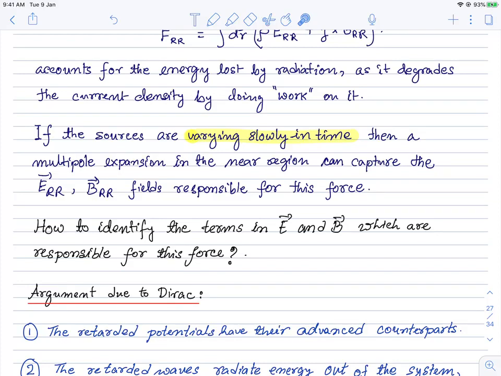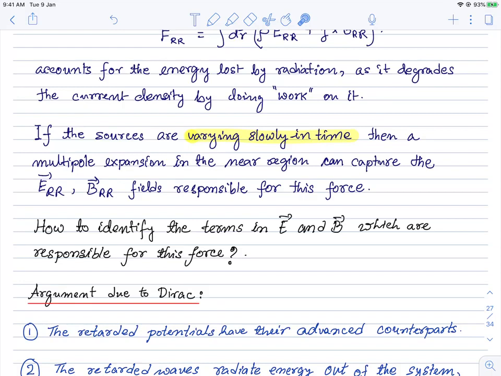Okay, so you can ask, what about the near region? In the near region, all these kinds of fields exist, right? So basically you have to isolate from the near region fields the relevant terms. Let's say you do a near region multipole expansion. Then you have to isolate from there the terms that are responsible for the force which reduces the energy of the configuration, right? So that those kinds of terms are not applicable.